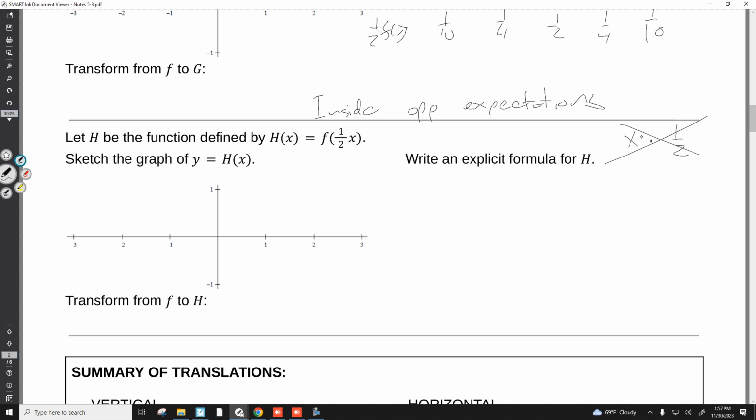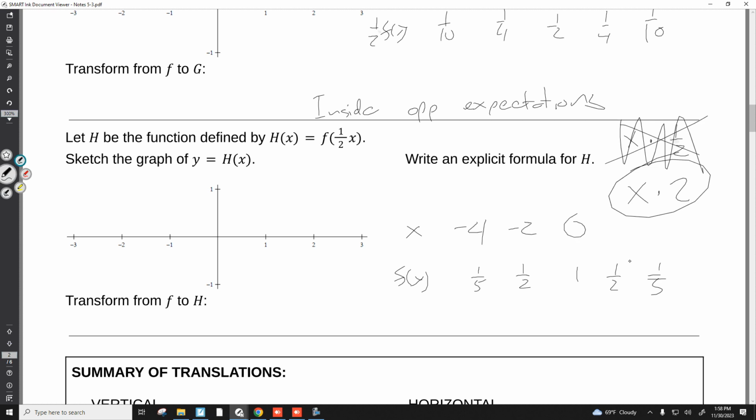It's like we're solving an equation, kind of like using inverses. Turns out, if you have 1/2 x, you want to do the transformation, you would take your x values and multiply them by 2. Now imagine taking your x values and multiplying by 2. Let's have our x and our f of x. We have the 1/5, 1/2, 1, 1/2, 1/5. Those aren't going to change. What changes is that -2 becomes -4. -1 becomes -2. 0 stays 0. 1 becomes 2. And 2 becomes 4.